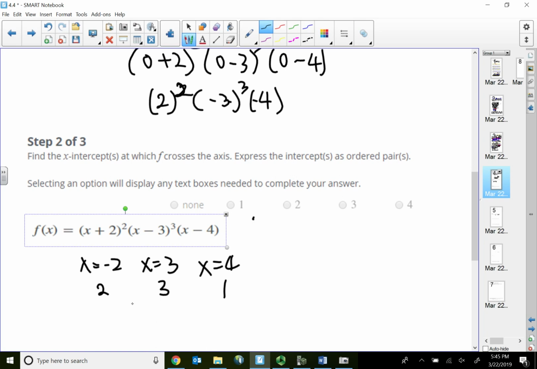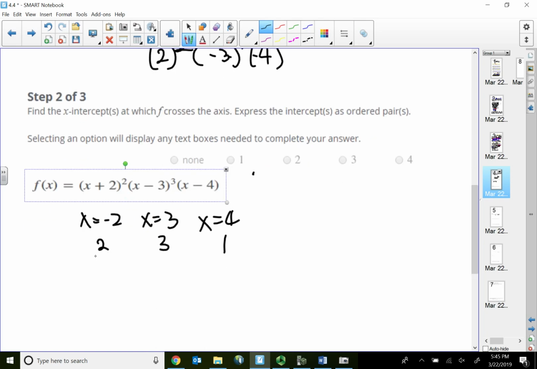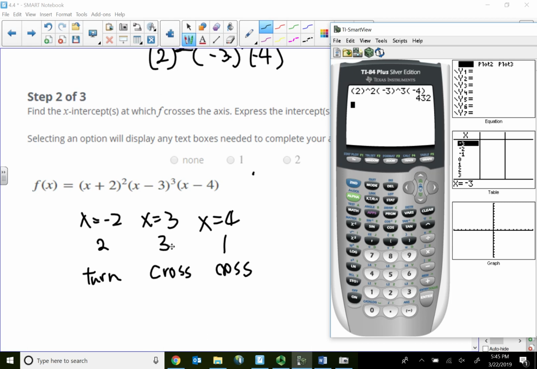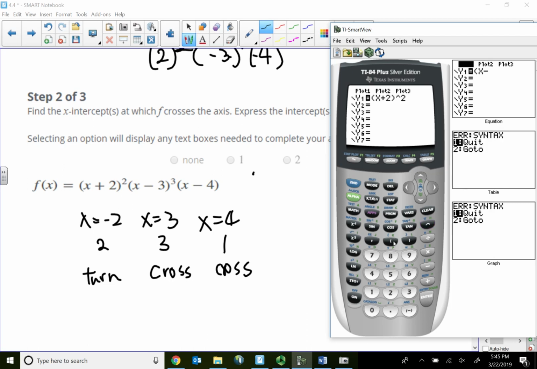By the even and odd multiplicity, if it's even multiplicity, then my graph will turn. If it's odd, that means my graph will actually cross over the x-axis. So where does it cross over the x-axis? Just by looking at the multiplicity on the factor, I already know these two will cross. So let me grab this function real quick: (x plus 2) to the second times (x minus 3) to the third times (x minus 4).